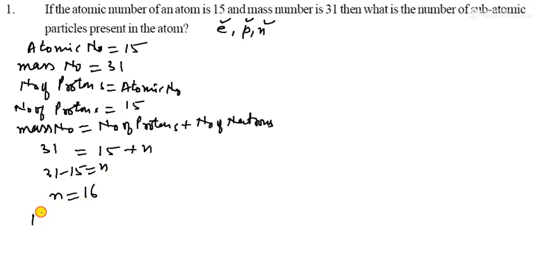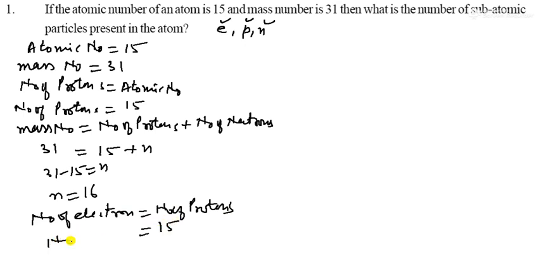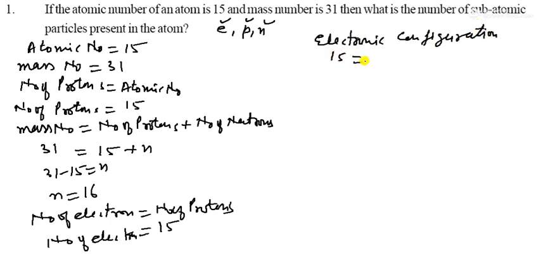So first, number of electrons. It is the same as the number of protons. Number of protons are 15, so you can find the number of electrons. So now come to the electronic configuration. Electronic configuration. So it is 15, that means 2, 8 and 5.